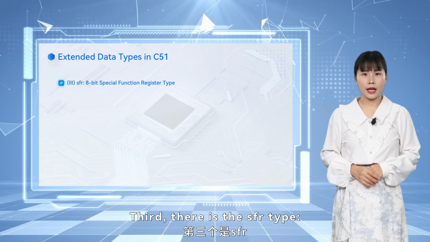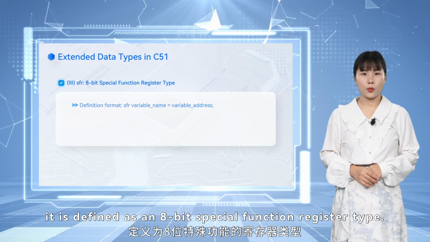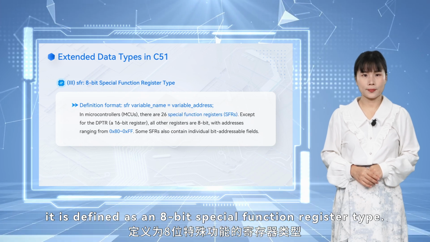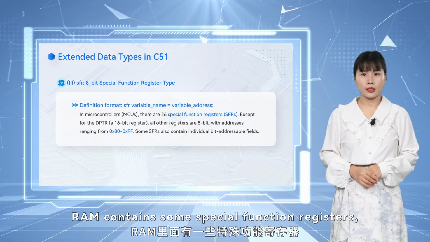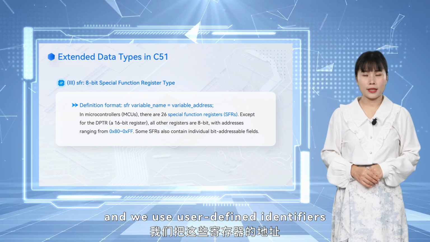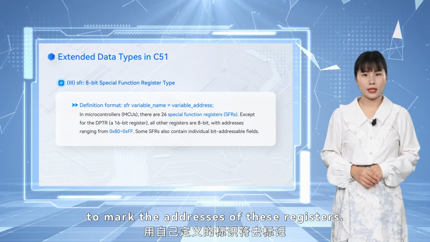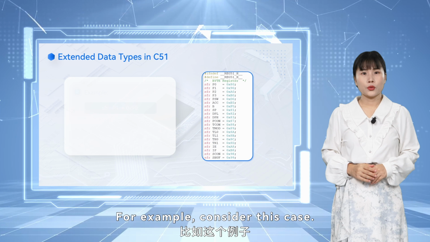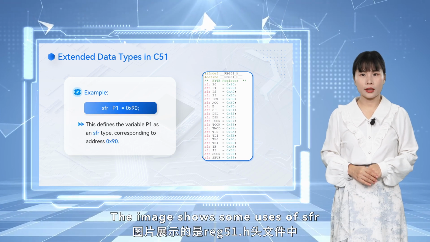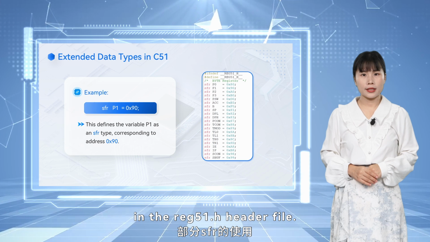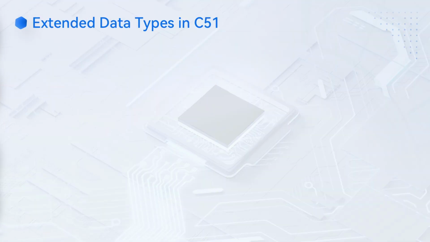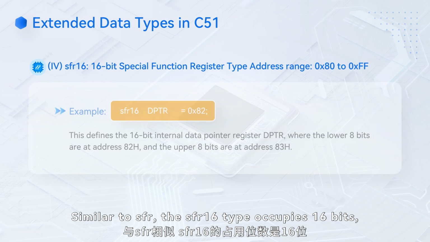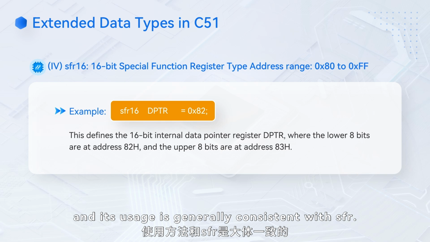Third, there is the SFR type. It is defined as an 8-bit special function register type. Our RAM contains some special function registers, and we use user-defined identifiers to mark the addresses of these registers. For example, consider this case. The image shows some uses of SFR in the reg51.h header file. Similar to SFR, the SFR16 type occupies 16 bits, and its usage is generally consistent with SFR.